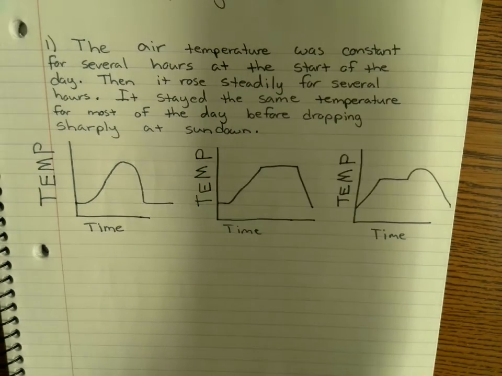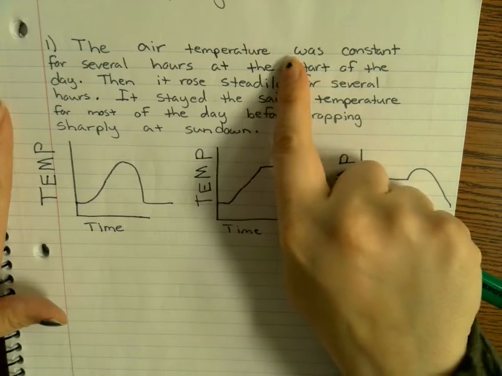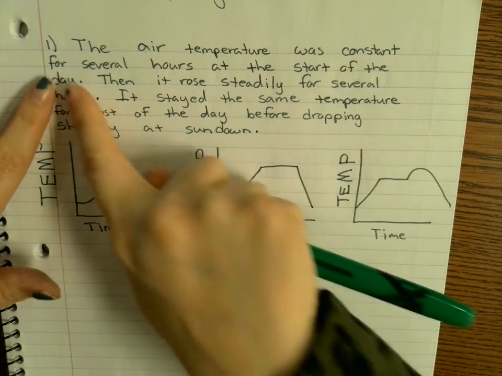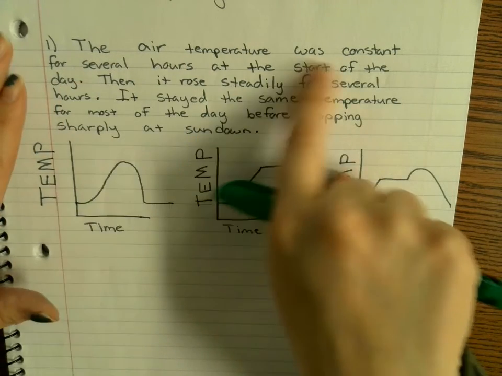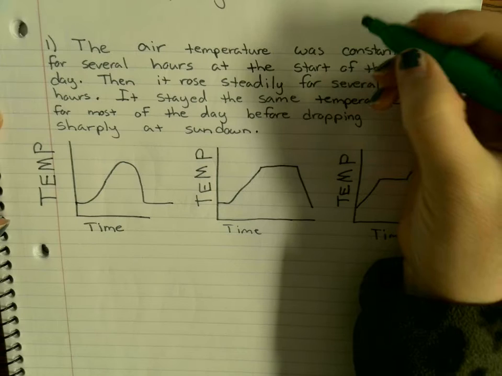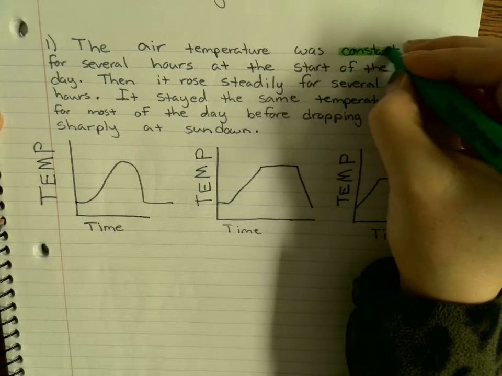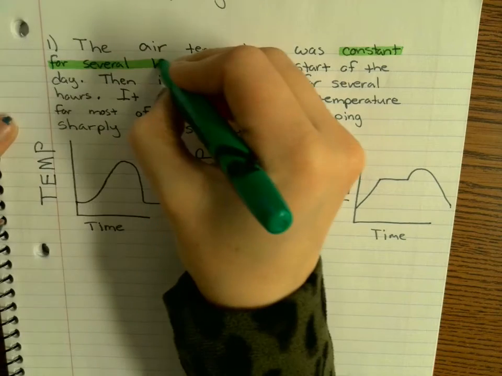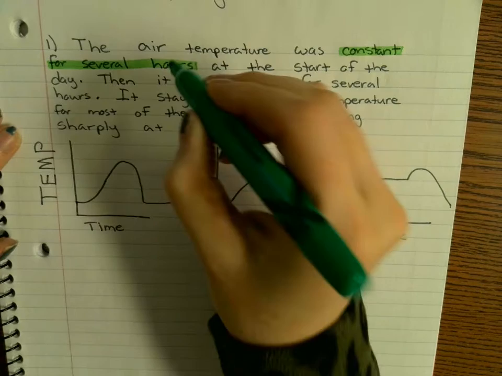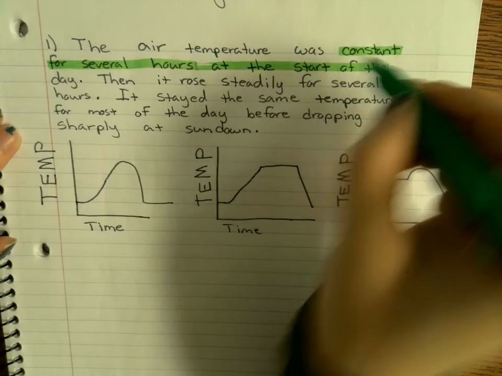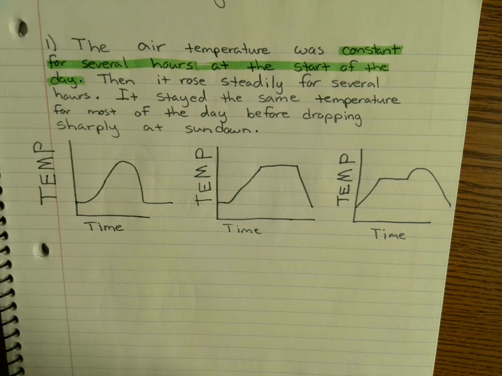So it says the air temperature was constant for the first several hours, right? Constant for the first several hours. Constant is going to look like what? When I say constant, what would that look like in the graph? What do you think it's going to start off looking like? Is the graph going to increase? Is it going to decrease? Is it going to be a flat line? What do you think?